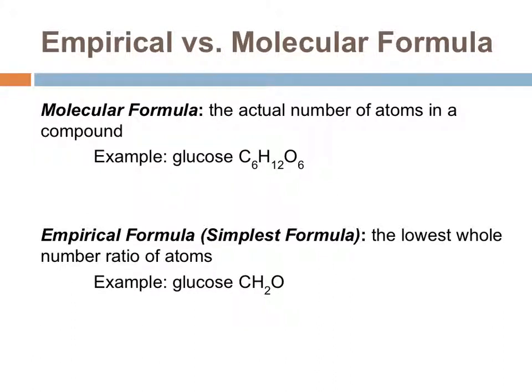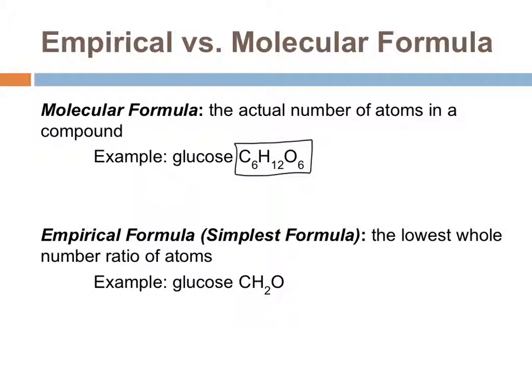In this video, we are going to look at empirical and molecular formulas. To start with, we need to define both. First, a molecular formula is the actual number of atoms in a compound. For example, glucose is made up of 6 carbons, 12 hydrogens, and 6 oxygens to give us a formula of C6H12O6.